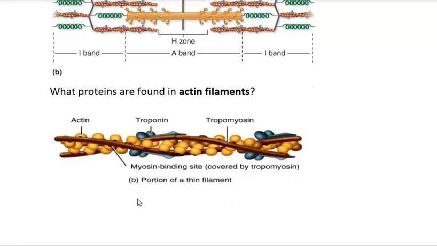What proteins are found in actin filaments? You've got the string of actin proteins, and then you've got the long tropomyosin molecule that blocks those myosin binding sites on actin. And then you've got the troponin molecule.